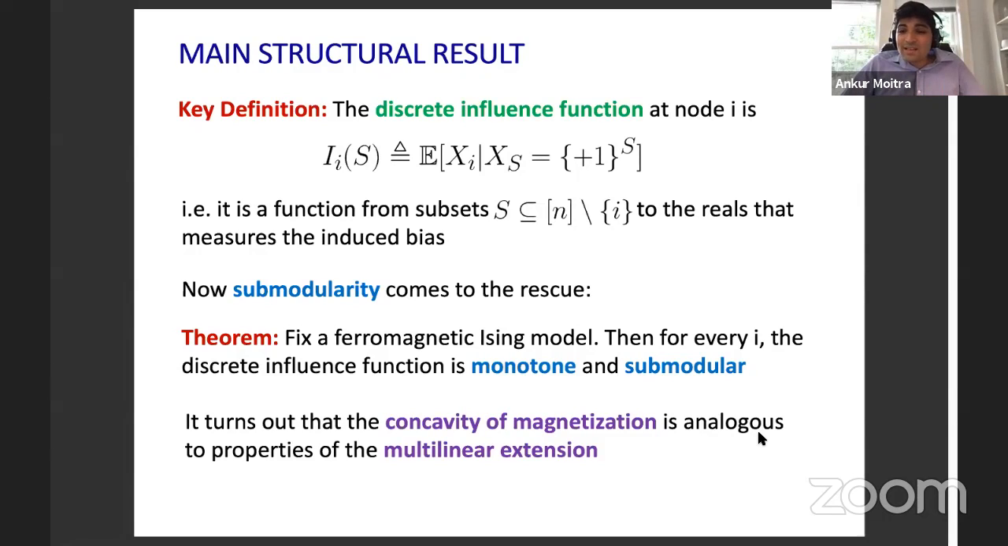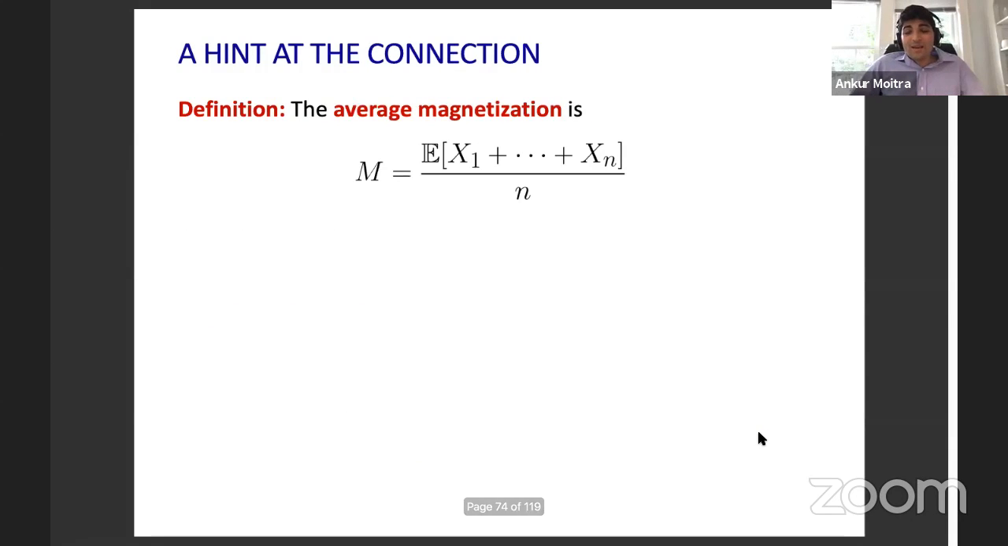But what's really funny is that the concavity of magnetization actually has a lot to do with submodularity. And actually it predates submodularity in the discrete math, computer science community. So it's kind of funny because it seems that mathematical physicists were actually studying relaxations of submodularity before submodularity was defined. So that's kind of funny. If you have any insights about the history, come email me or talk to me after.